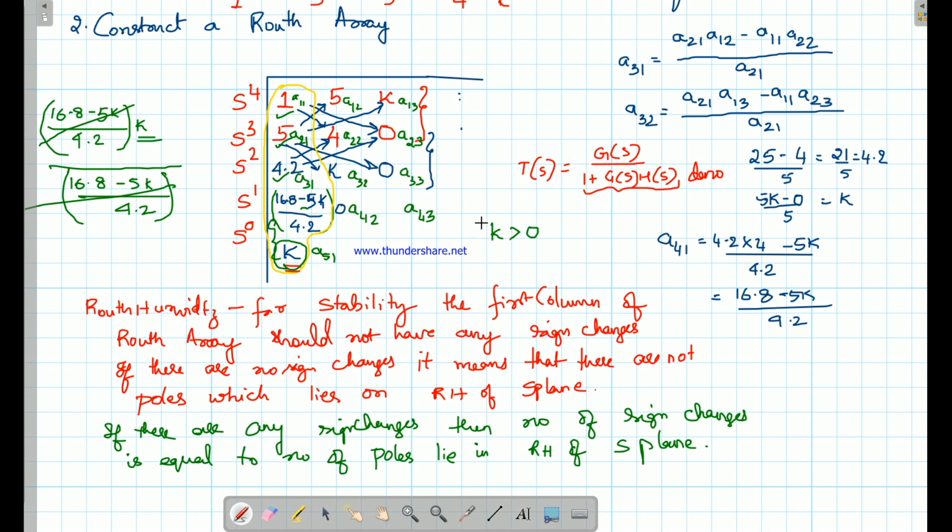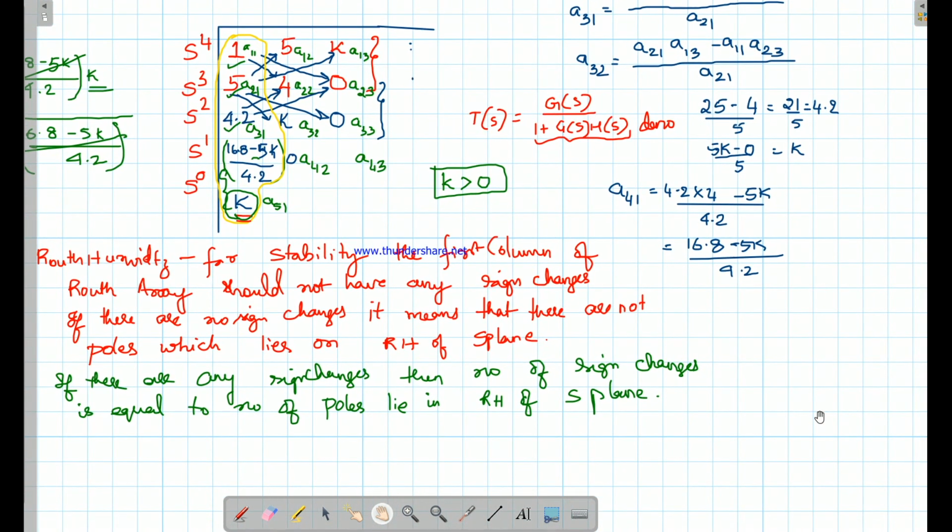So that is one range of k that we are able to say: k should be greater than 0. Now the second value of k would come from the element 16.8 minus 5k divided by 4.2, which is the value you have in this particular position of the element.